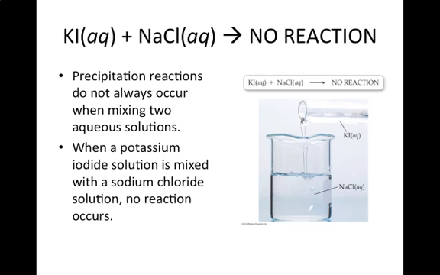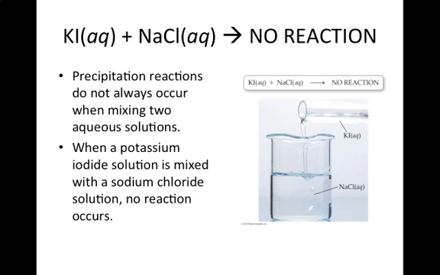Now we're going to start talking about chemical reactions and the ability to predict whether or not a reaction will occur. For example, if we have potassium iodide and sodium chloride, both in aqueous solution, these AQ means aqueous solution, they're both dissolved in water, and we mix them together, we get no reaction. We do not see any product formed.